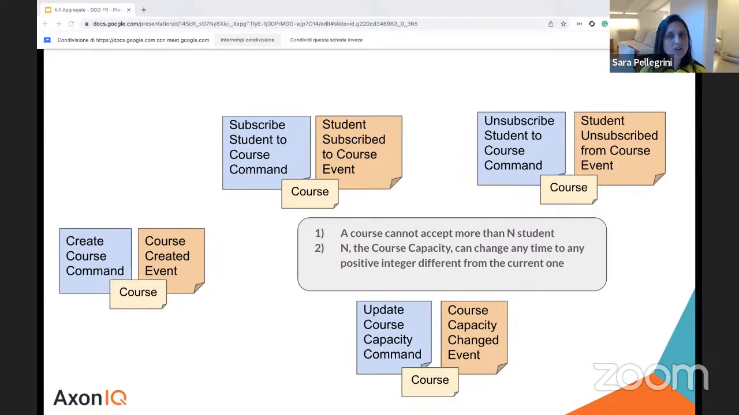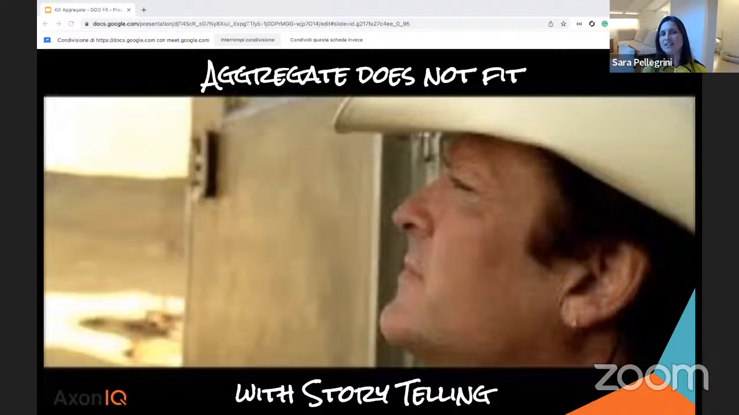We can use metaphors by asking questions like this: who guarantees me that this rule will not be violated? Or in which package, in which box do you put this information? Who do you address this command to? And these are techniques, tricks that can work, but they are not always effective. So this is the first bad guy in our story. The aggregate does not fit with storytelling.